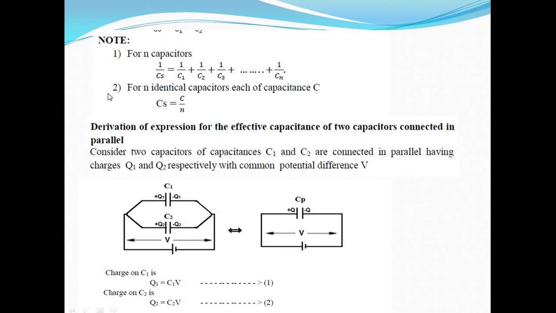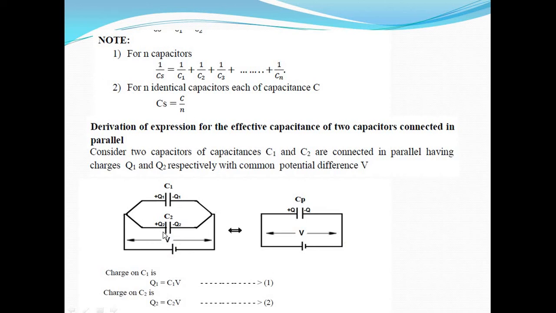This derivation is important for 3 marks. Derive the expression for effective capacitance or equivalent capacitance when the two capacitors are connected in series. Equivalent or effective capacitance both have the same meaning. Similarly, the expression for effective capacitance of the two capacitors connected in parallel. The figure represents the two capacitors connected in parallel. C1 and C2 are the two capacitors connected in parallel. Here, Q1 and Q2 are the charges on the two capacitors. V is the applied PD.